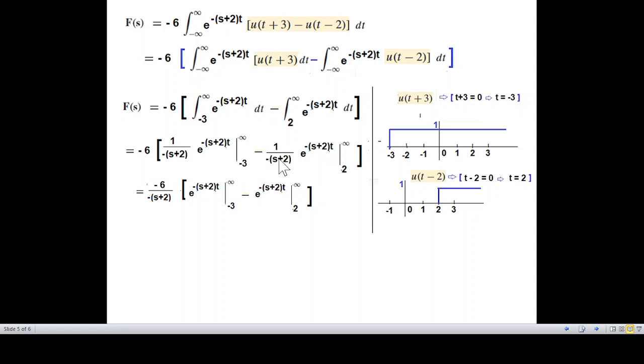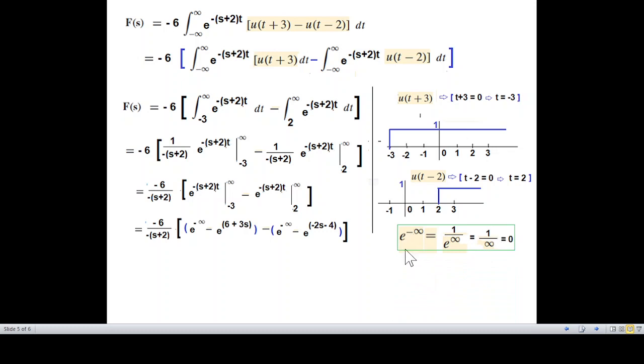Now we have just taken both of these being same, taken them out, and so now we can plug in the values. So this one is e raised to the power minus infinity when we put t is equal to infinity, and when we put t is equal to -3, then minus plus, so it will be 6+3s. Similarly here, e raised to the power minus infinity, and when we put 2, then it will be e raised to the power -2s-4.